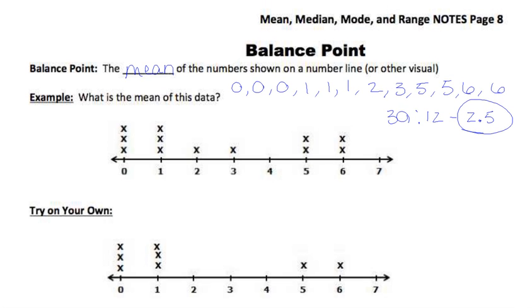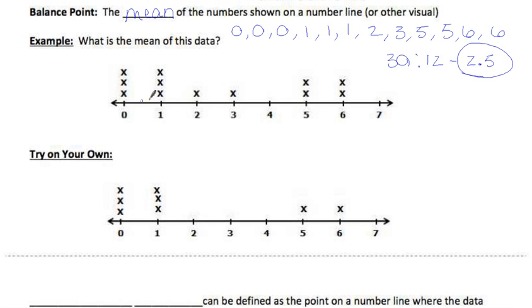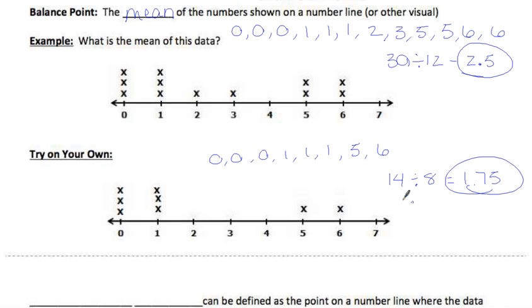So go ahead and do the next one right here, the one that says try on your own. Pull the numbers off of the number line like we did here, and I want you to find the mean. So when you pull the numbers off, you have 0, 0, 0, 1, 1, 1, because we have 3 ones, and then a 5, and then a 6. If you add those together, you should have got 14. Then you're going to divide by how many there are. There's 1, 2, 3, 4, 5, 6, 7, 8, and you get 1.75 for your mean. Now, that's how you find the mean when you know all the numbers on the number line.